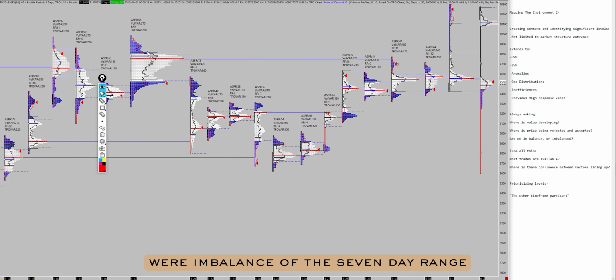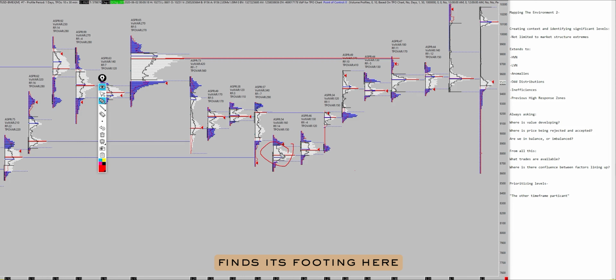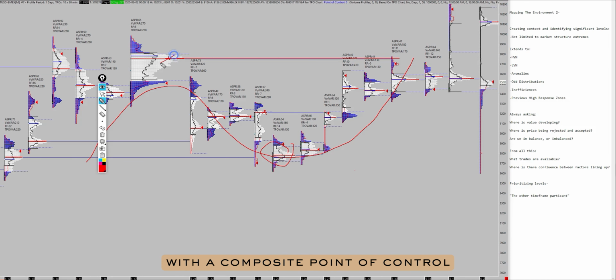So remember, these 4 days were in balance of this 7-day range. They were the closest value overlap that we had. So moving this forward, this is one of the opportunities because that is the naked point of control from those 4 days. So we know that when the market finds its footing here, the first sticky area is the point of control from an intraday basis, but upon making our way back up to the high, we're more than likely going to interact with a composite point of control that was formed from 4 days that we had inside each other. So inside value rather.